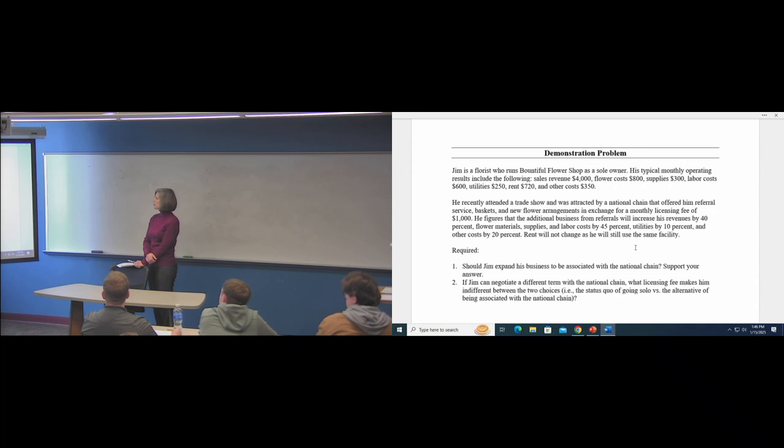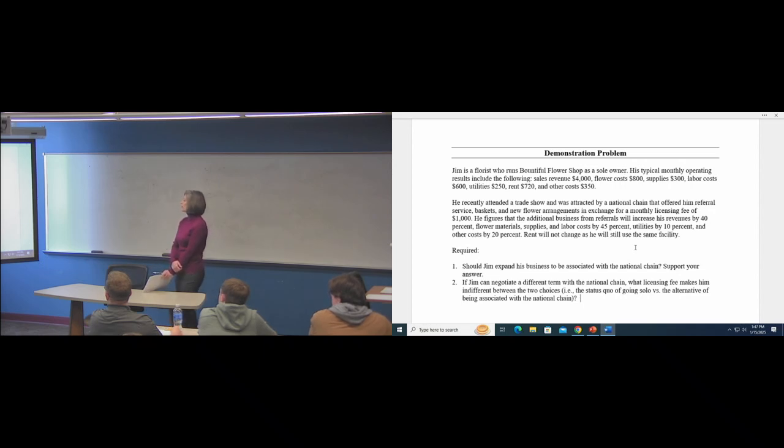And he was attracted by a national chain, like 1-800-Flowers or something. That's the only one I could think of. I don't even know if that's a real chain. But anyway, they offered him referral service, baskets and new flower arrangements in exchange for a monthly licensing fee of $1,000. So tell me what that means. Basically the chain's going to be referring people to his store, but in exchange, he has to pay $1,000 a month.